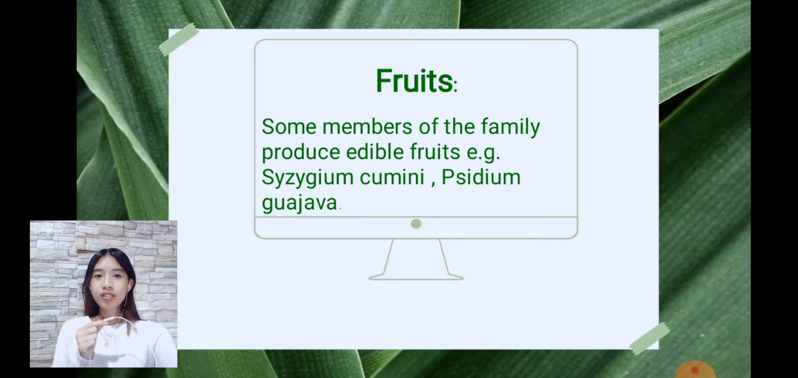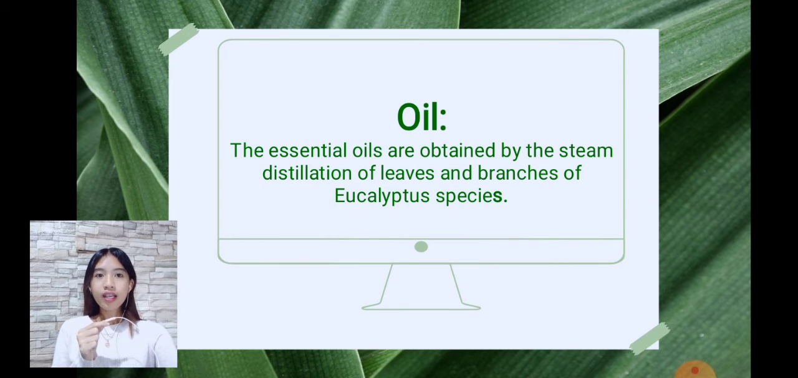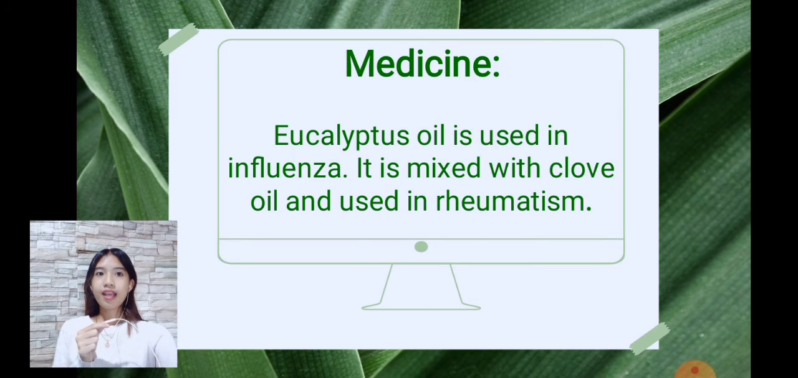The economic importance of the family MYRTACEAE. We have the fruits. Some members of the family produce edible fruit. Examples here are Syzygium cumini or Psidium guajava. We have the oil. The essential oils are obtained by the steam distillation of leaves and branches of eucalyptus species. Next, for the medicine, eucalyptus oil is used in influenza. It is mixed with clove oil and used in rheumatism.